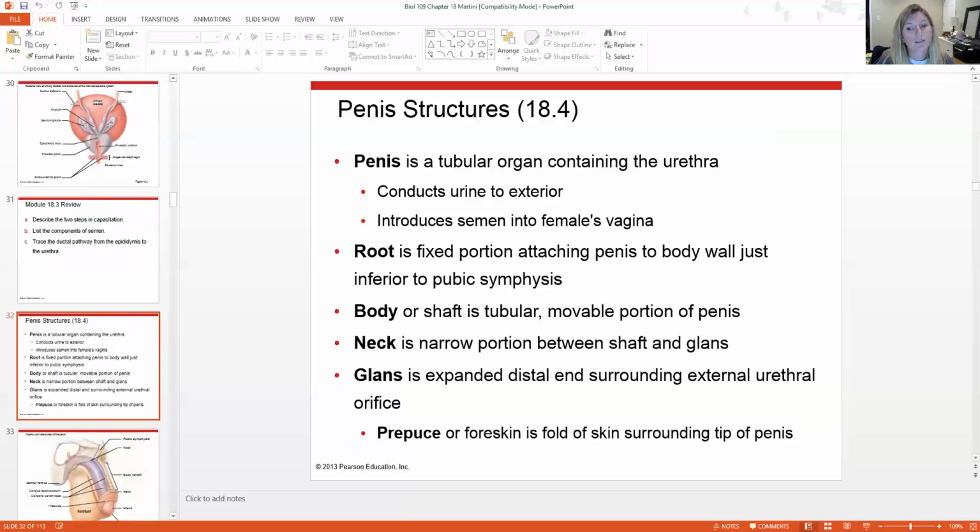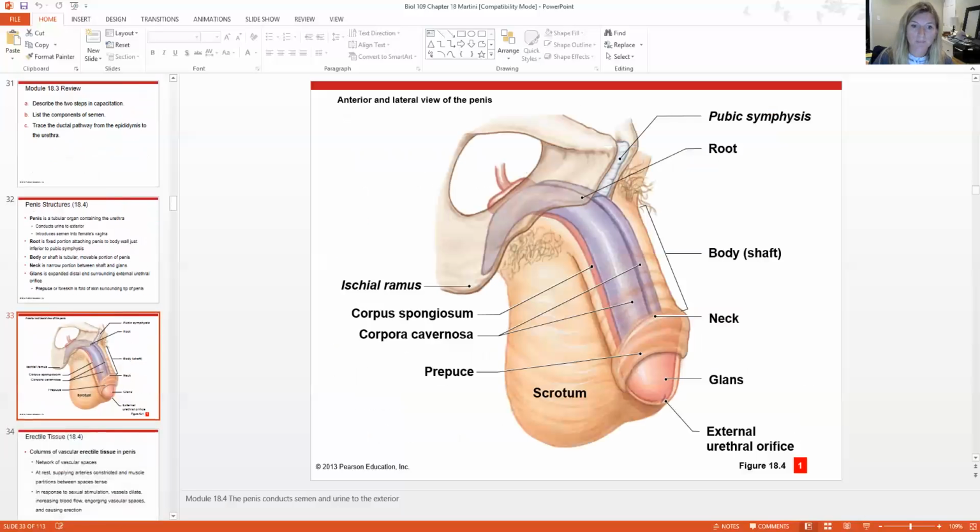The neck is the narrow base between the shaft and the glans, and then the glans is the expanded distal end surrounding the external urethral orifice, and the prepuce, or foreskin, is the fold of skin that is around the tip of the penis. So the penis is made of two different types of tissue, the corpus spongiosum and the corpus cavernosum. The corpus cavernosum is the erectile tissue.